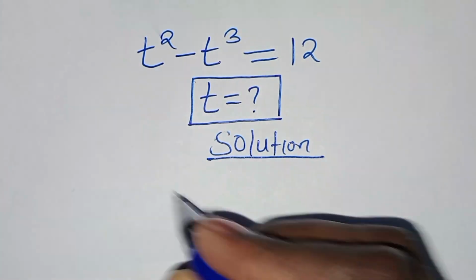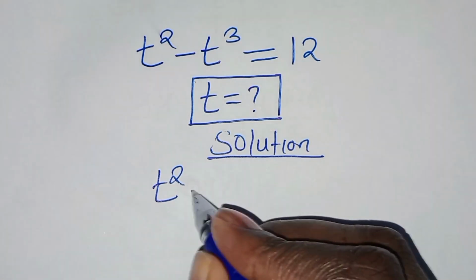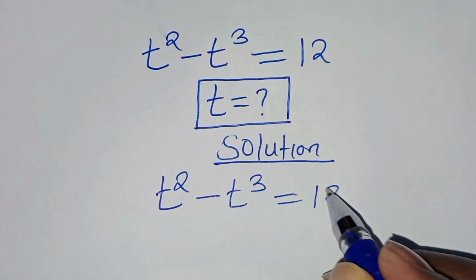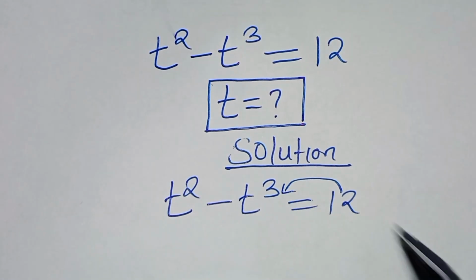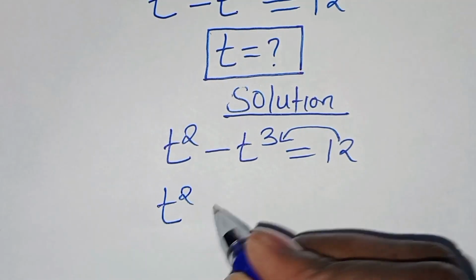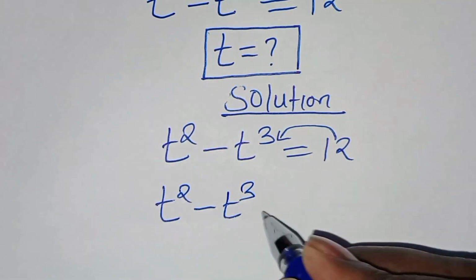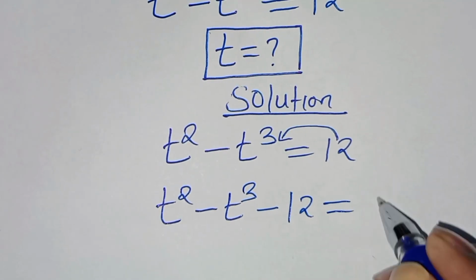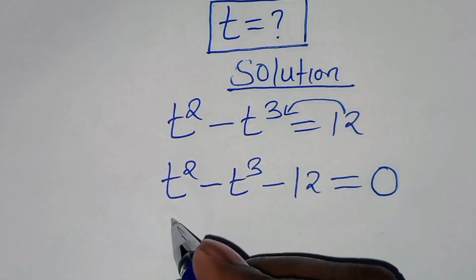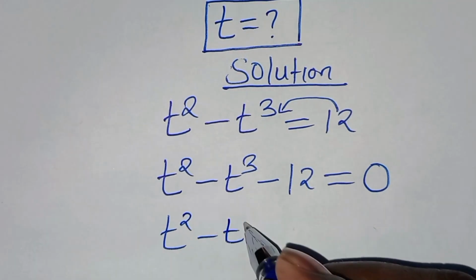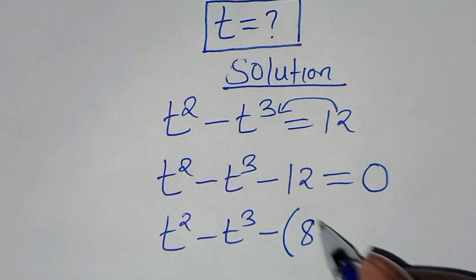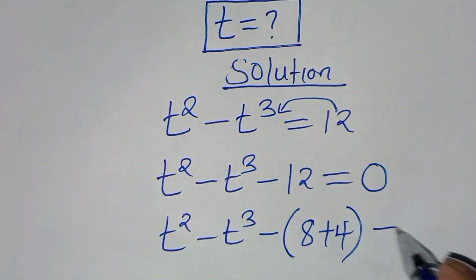Now, we have t to power 2, subtract t to power 3, and this is equal to 12. So the first thing to do here, let's take 12 to the left hand side, so that here we have t to power 2 minus t to power 3, subtract 12, this is equal to 0. Now, the next step from here, we can express 12 as 8 plus 4.